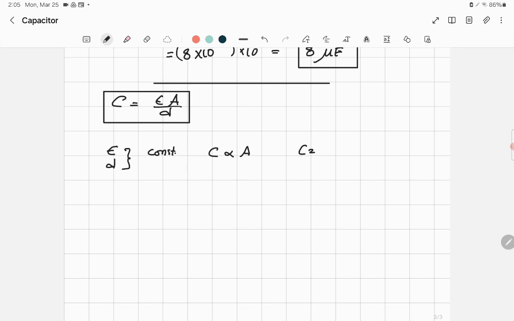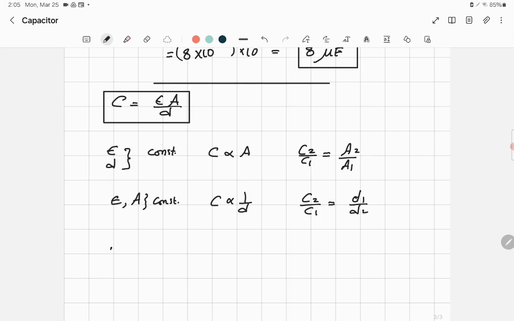So you can say C2 over C1 equals A2 over A1. Maybe if you fix epsilon and area, you make them constant, so the only variable is D. C is proportional with 1 over D. So the capacitance is inversely proportional with the separation distance. It means D gets smaller, C gets bigger. So we say C2 over C1, since it's inverse you flip them, equals D1 over D2.